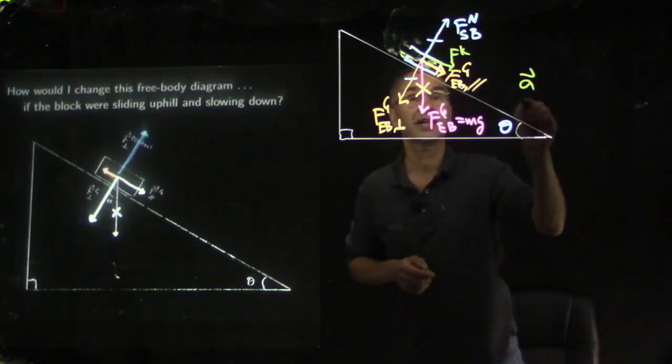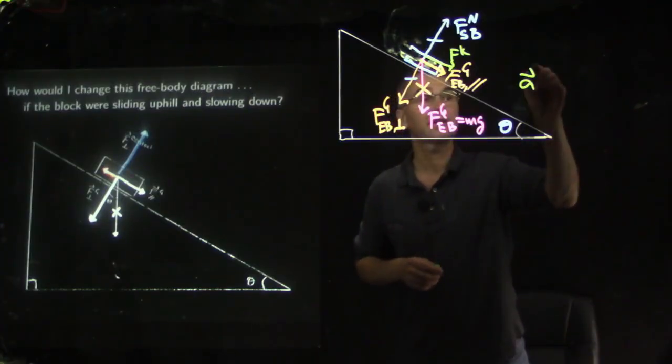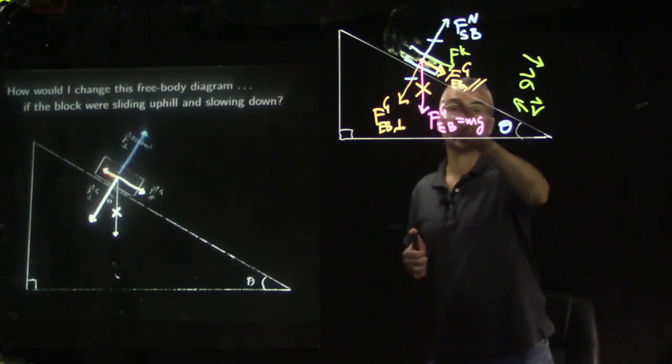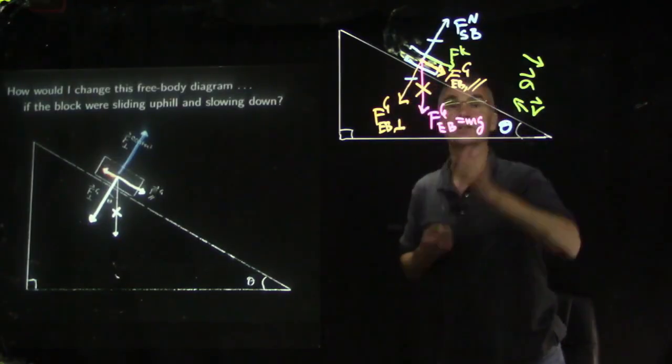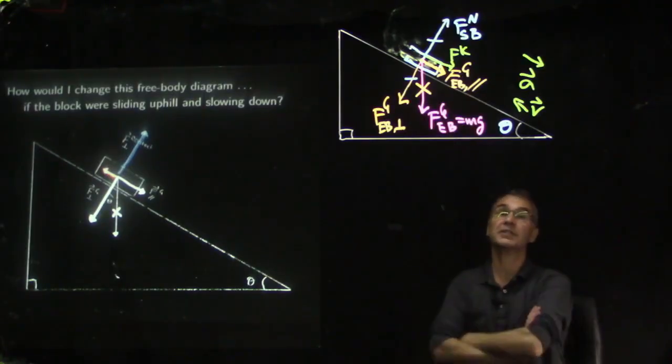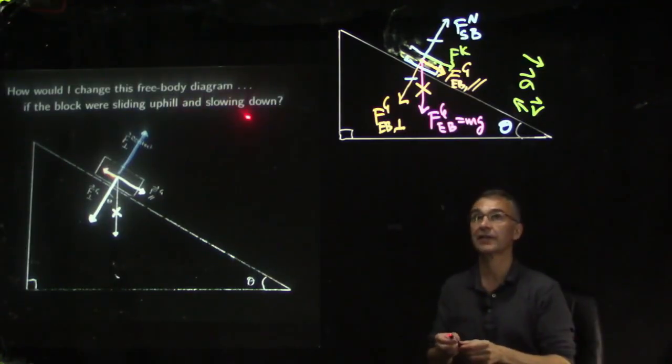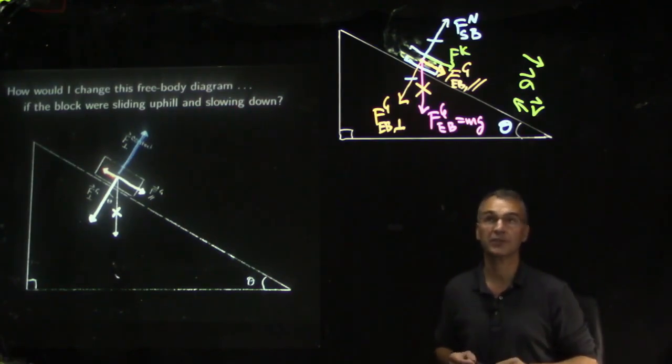So if it's sliding uphill and slowing down, then the acceleration points downhill, but the velocity points uphill. So it's sliding uphill. Since it's sliding uphill, we have kinetic friction pointing downhill. So it's moving uphill, but the acceleration is downhill. That means it's slowing down. It's sliding uphill and slowing down. I think that makes sense. So kinetic friction would now point downhill instead of uphill.